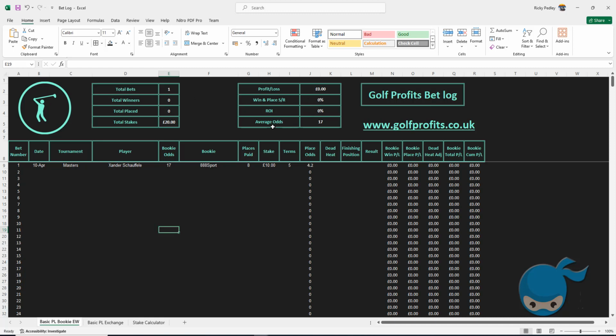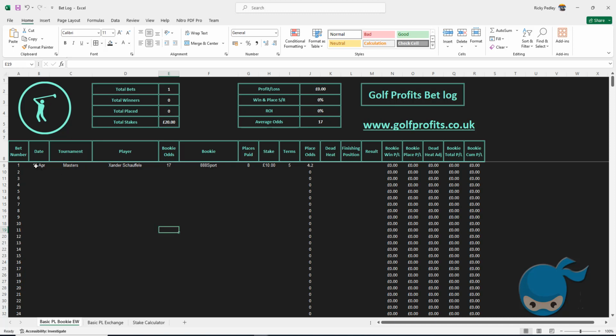You haven't got to worry about that, don't go touching there. It shows you the total number of bets placed, total number of winners, how many were placed, what your total stakes were, profit and loss, the win and place strike rate, the return on your investment so far, and the average odds of the bets you've placed so far.